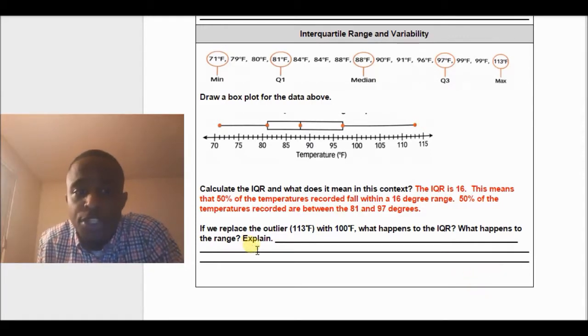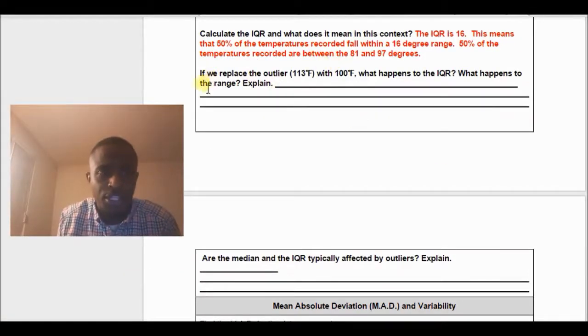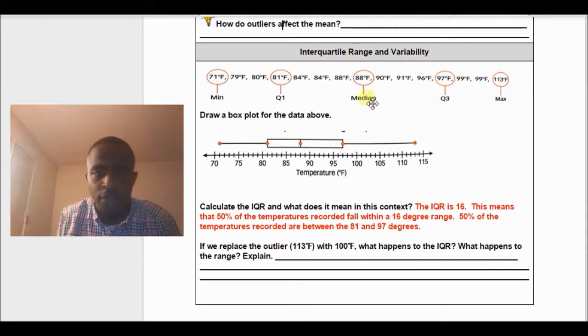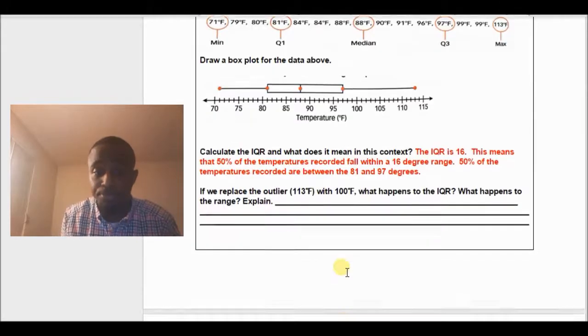And the last thing I want y'all to do is, if we replace the outlier 113 with 100, just like we did in that previous example, I want to know what happens to the IQR and what happens to the range, and explain. All right. And you can show me that work on that same sheet of notebook paper that you did on the previous problem.